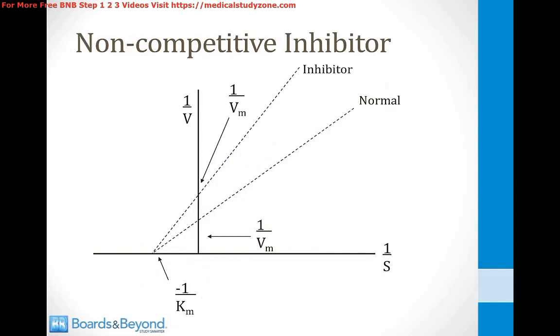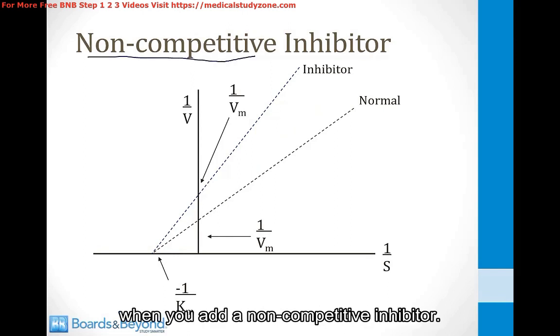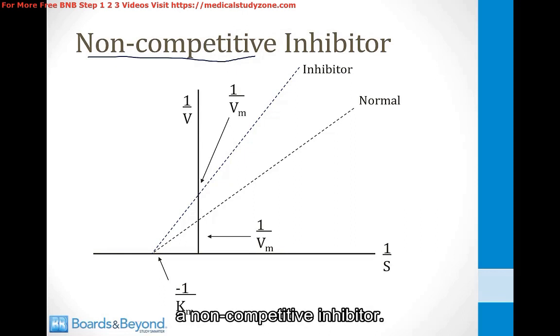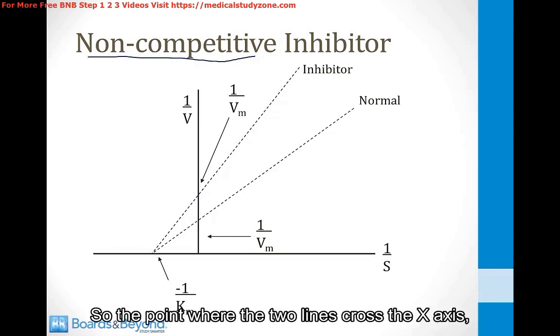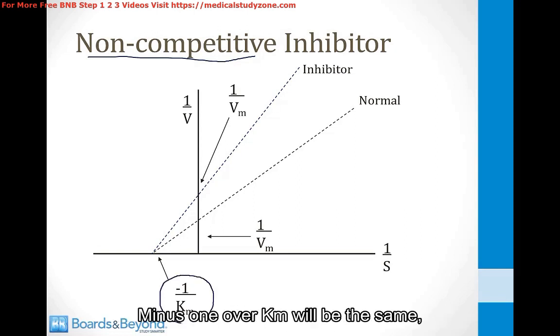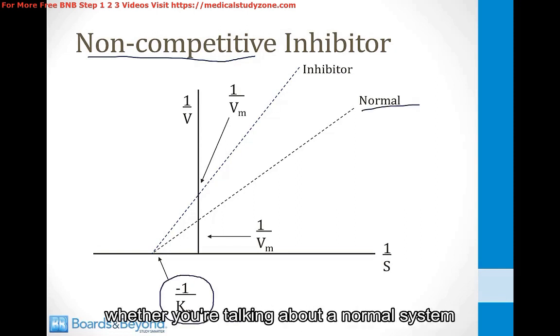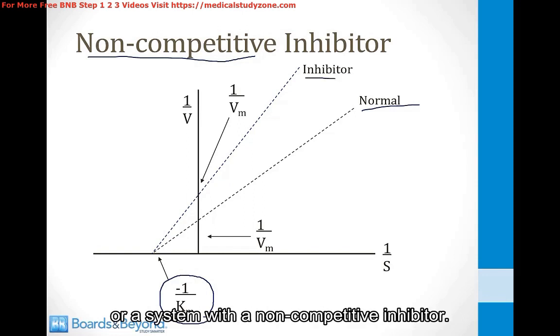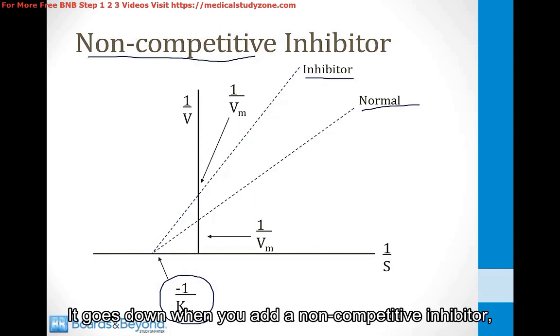Now let's talk about what happens to the Lineweaver-Burk plot when you add a non-competitive inhibitor. So once again, it's easy to recognize the inhibited line if you remember which variables stay the same. So Km does not change when you add a non-competitive inhibitor. So the point where the two lines cross the x-axis will be the same. Minus 1 over Km will be the same whether you're talking about a normal system or a system with a non-competitive inhibitor. Vmax, on the other hand, does change. It goes down when you add a non-competitive inhibitor.